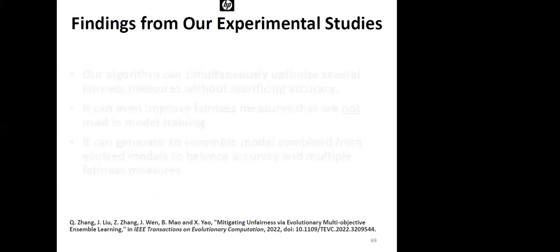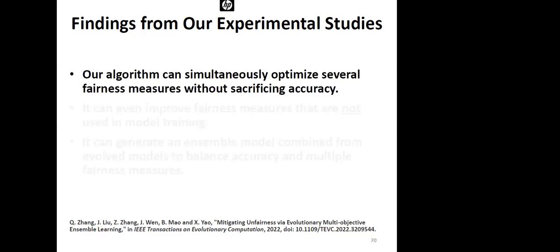The findings from our experimental studies: the algorithm can indeed simultaneously optimize several fairness metrics without sacrificing accuracy too much. And so this is actually a very positive result. I won't get into a situation where I want a very accurate model, but with multiple fairness metrics, one is terrible. I don't think that is a situation anymore.